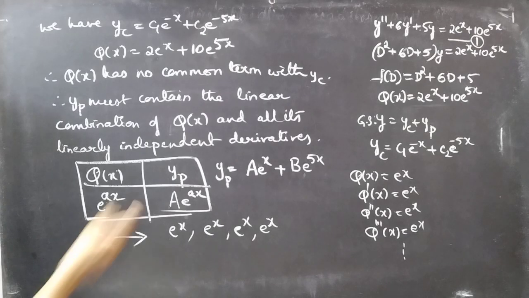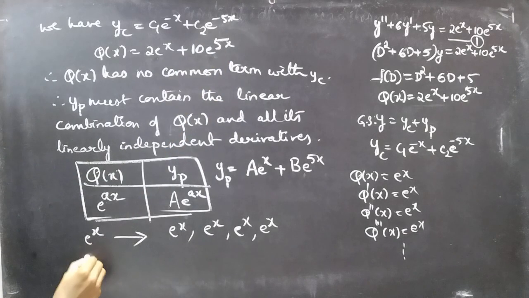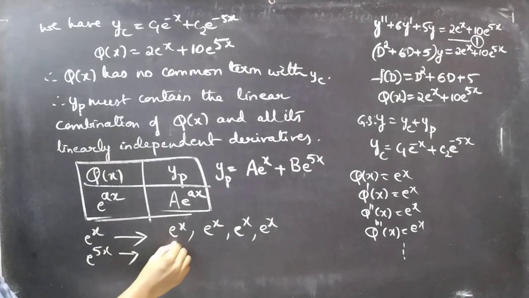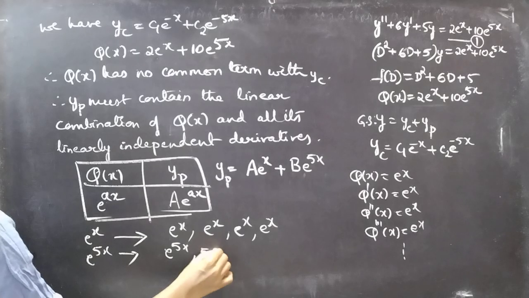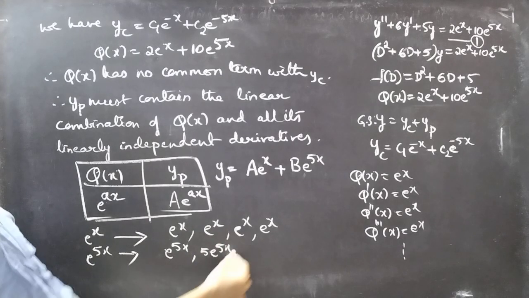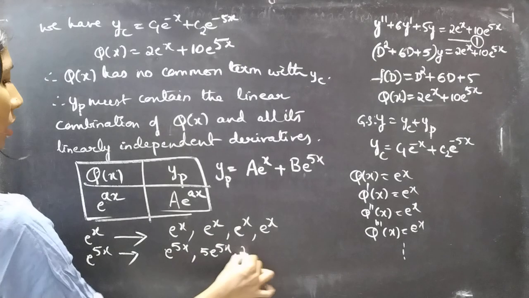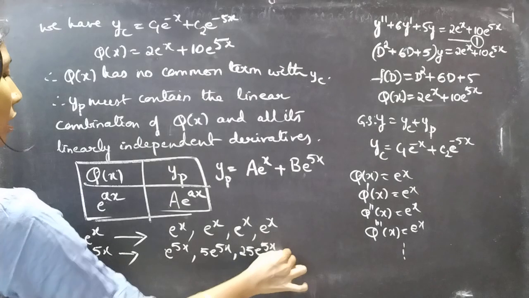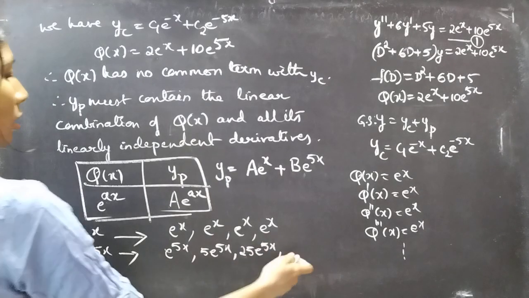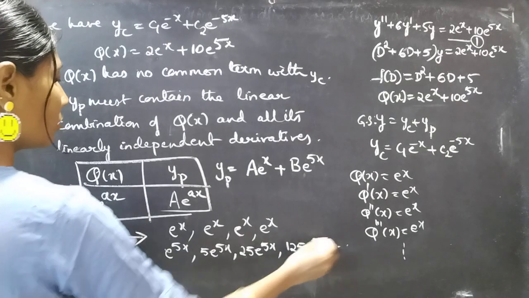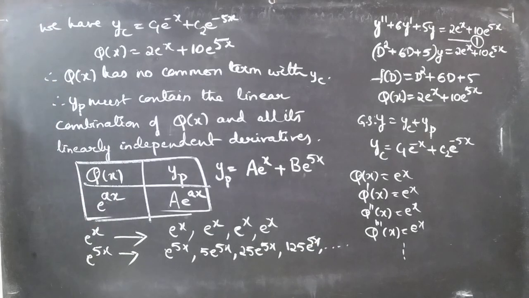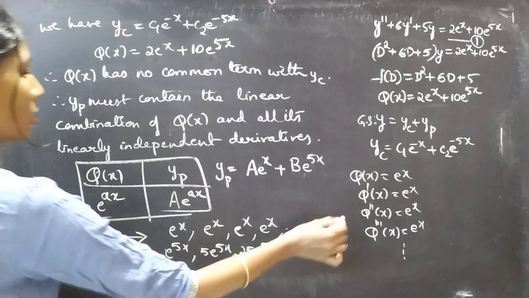Now, coming to the next term, e power 5x, right? Yp should contain e power 5x and all its derivatives. So find the derivatives of e power 5x. The derivative of e power 5x is 5 e power 5x. Again, find the derivative of 5 e power 5x. 5 into 5 is 25 e power 5x, right? Again, find the derivative of it. 25 into 5 is 125 e power 5x. E power 5x and so on.